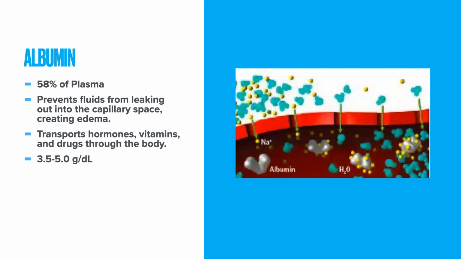Perfect. So albumin is 58% of plasma. It prevents fluids from leaking out into capillary space, creating edema. When do we commonly see edema? CHF. It's the primary one. Right. We get fluid retention. It also transports hormones, vitamins, and drugs throughout the body. And normal levels of albumin are 3.5 to 5 grams per deciliter. This is kind of that plug, if you will. They keep everything in.